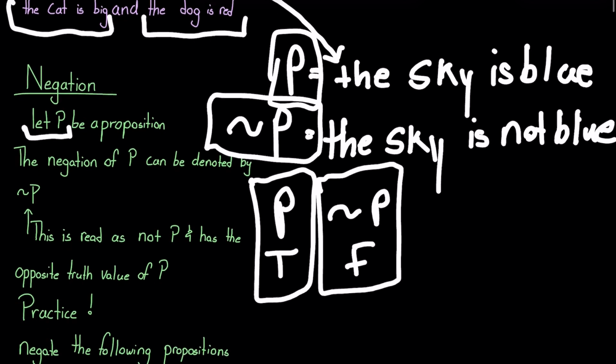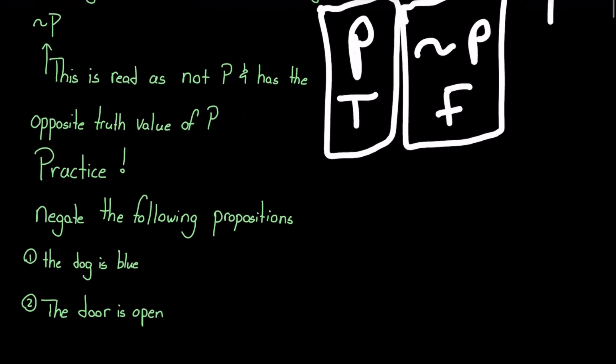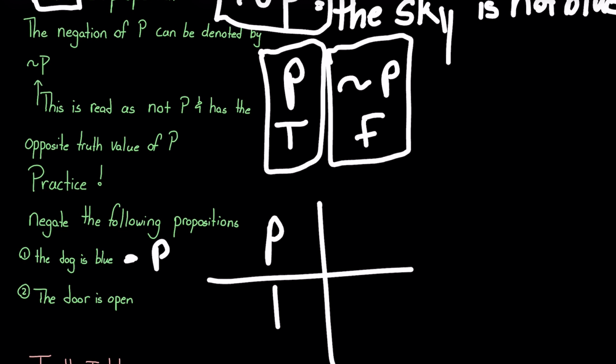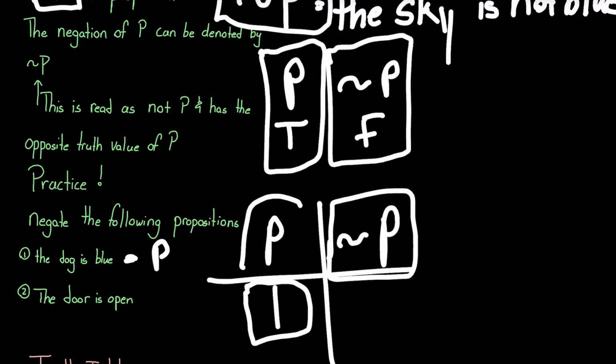So let's practice a little bit. Negate the following propositions. So we'll let this be equal to P. We'll say "the dog is blue" is P. And let's say if the dog is blue, then we'd put 1. And if we're negating P, if the dog is blue is 1, that means the not P value, this one over here, has to be the opposite of the P value. So we put 0. Okay?